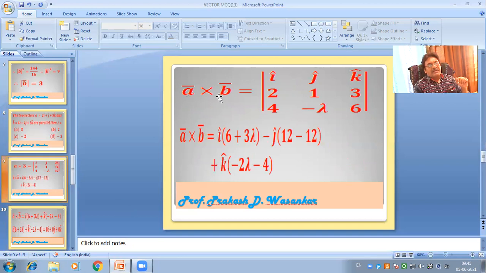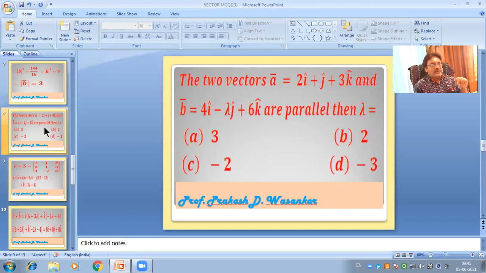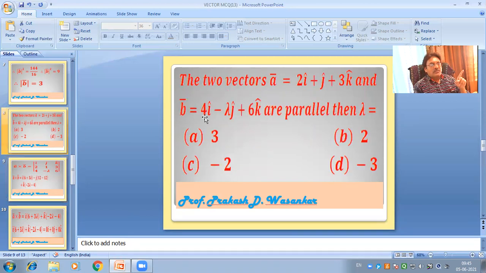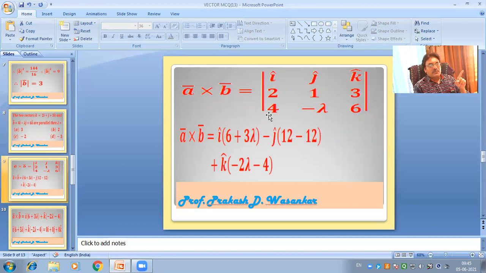First we find A bar cross B bar, which is equal to the determinant with first row i, j, k. Second row 2, 1, 3. Third row 4, minus lambda, 6. And then we evaluate the determinant of order 3 by 3.